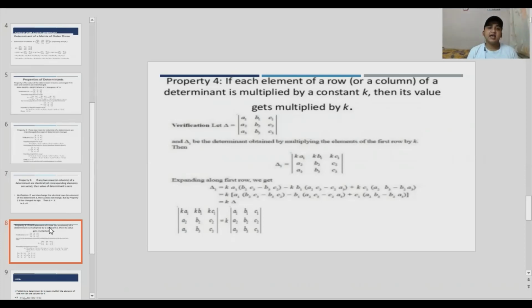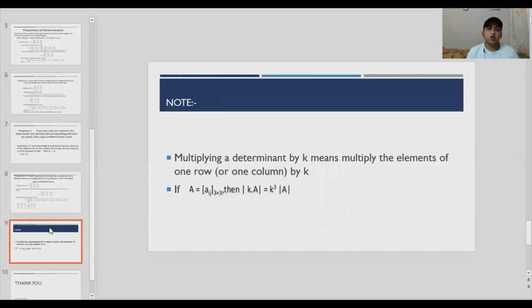That is, when a whole row or column is multiplied with k, we get its whole value multiplied by k. Note, multiplying a determinant by k means multiplying only one row or one column. Or if we multiply all the rows and all the columns with k, then we need to multiply k cube to the value of the determinant.